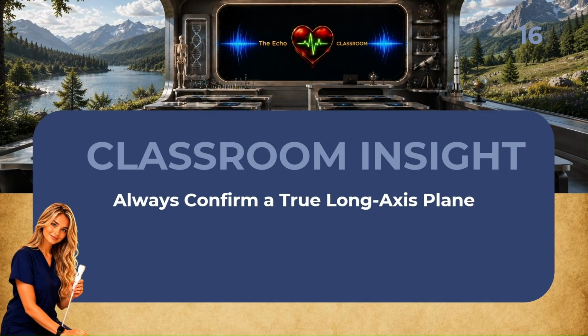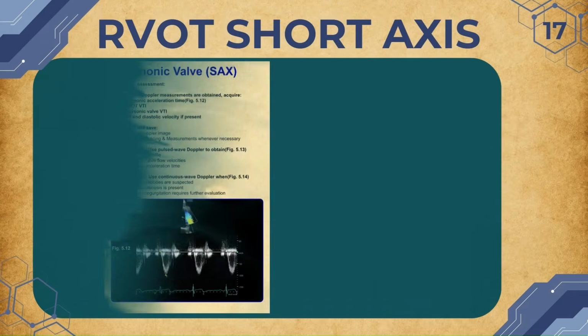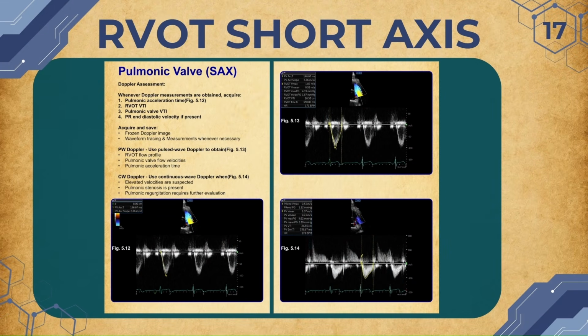Classroom insight. One of the most common reasons for inaccurate RVOT measurements is obtaining an off-axis image. Always confirm that you are imaging the true outflow tract before placing calipers. For me, the RVOT short axis view complements the long axis.